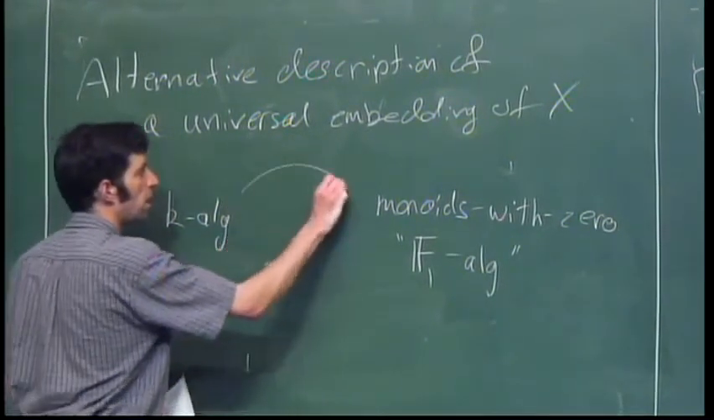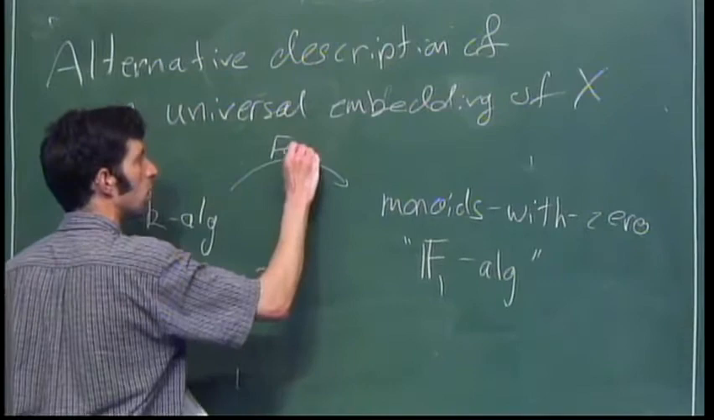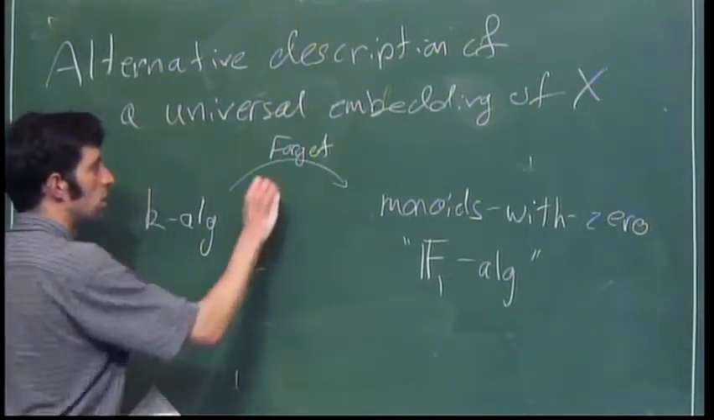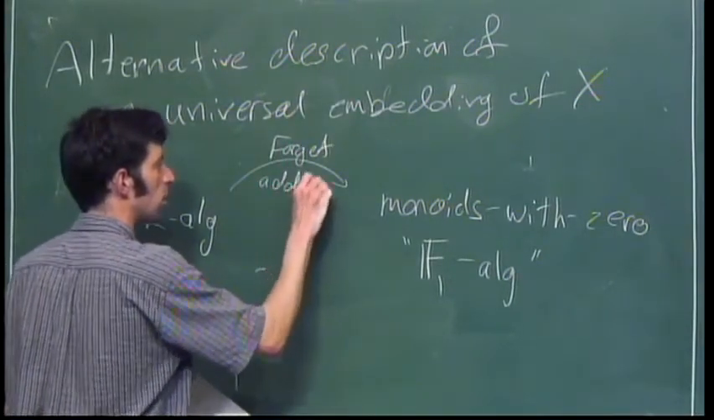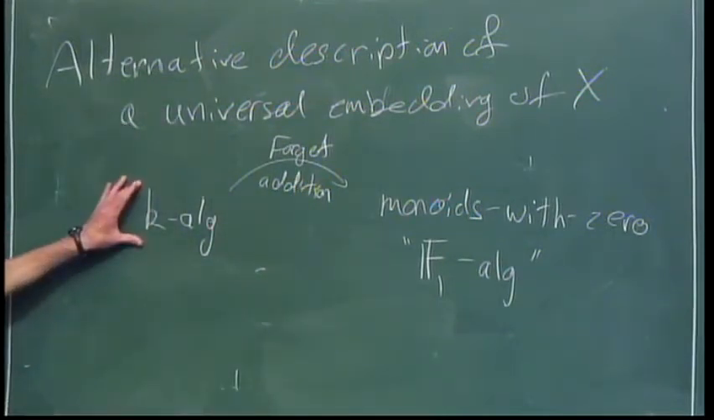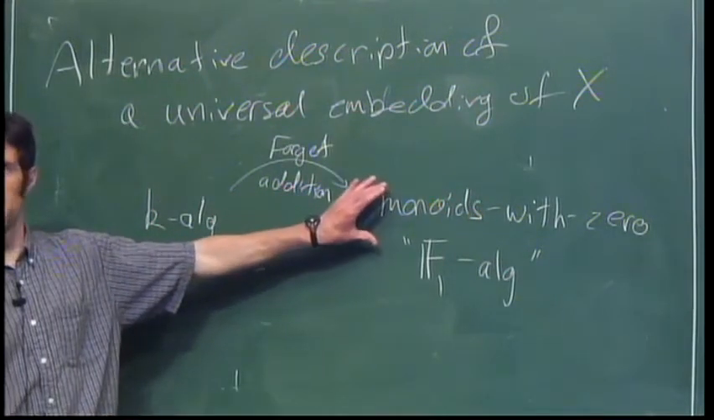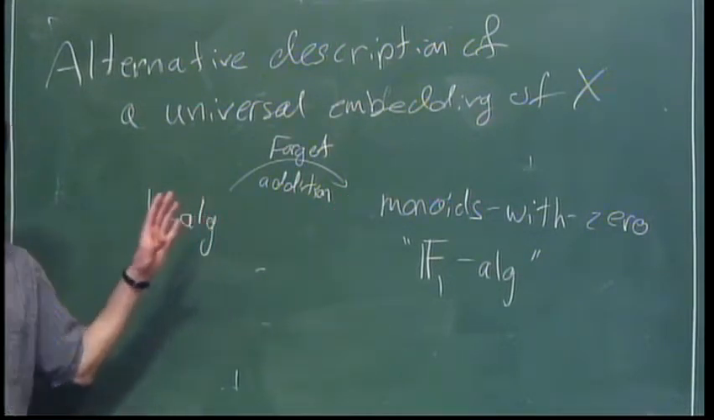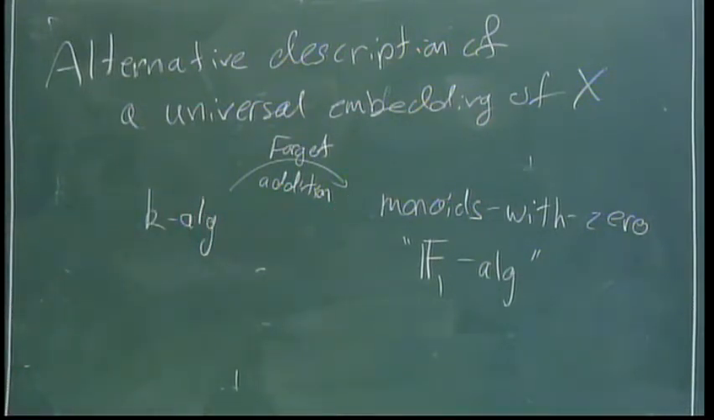But if you find that language too fancy, just think of it as monoids with 0. Now, there is a forgetful functor which sends a K algebra to its underlying multiplicative monoid. It simply forgets about the additive operation on that algebra. So just its underlying multiplicative monoid. We're not throwing out the non-unit elements. It's not the group of units. It's just the multiplicative monoid of all elements.